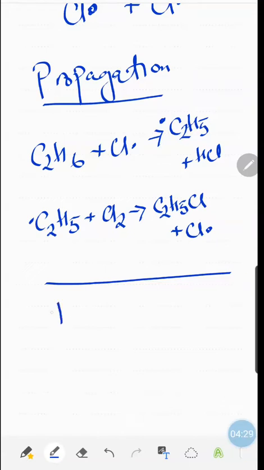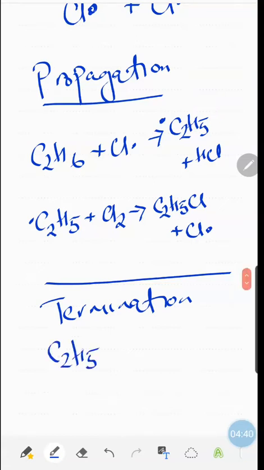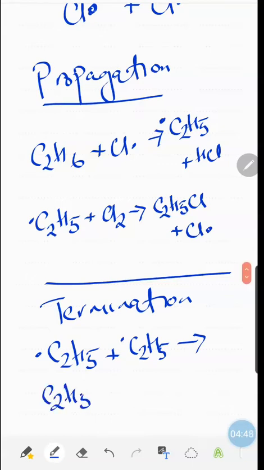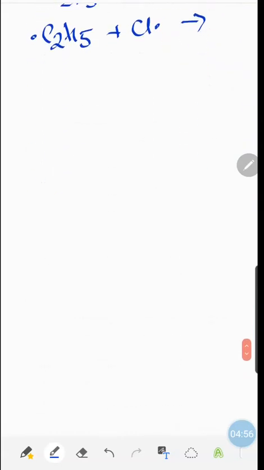Then you've got the termination step, and termination is the coming together of radicals, ending the reaction. You could have 2 C2H5 coming together. You can complete the rest yourself. You can have C2H5 and Cl dot, and you can complete the rest. So there's a very quick overview of free radical substitution in alkanes.